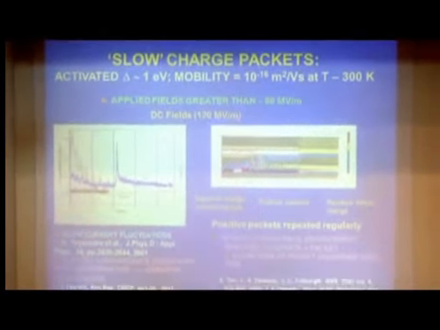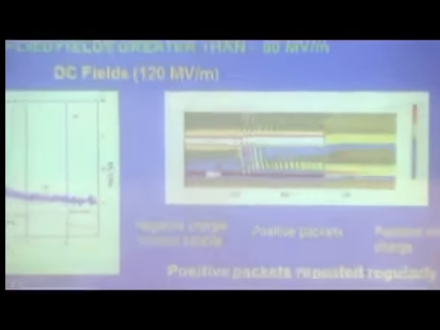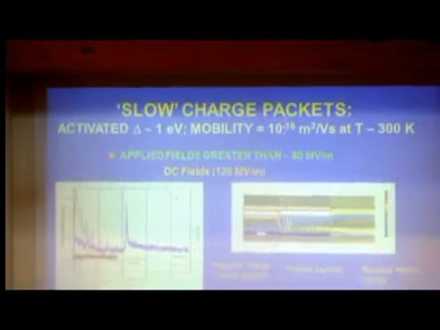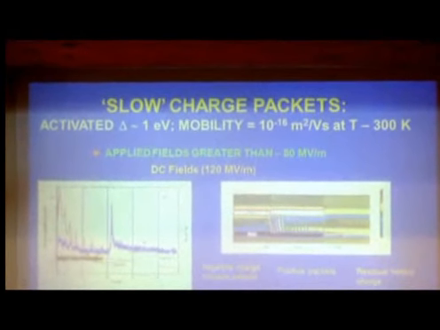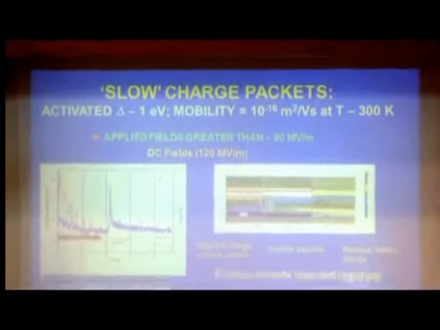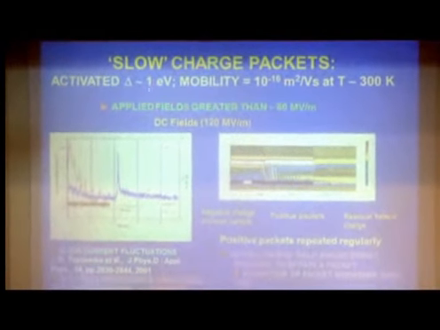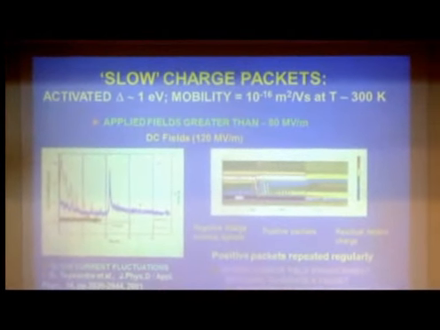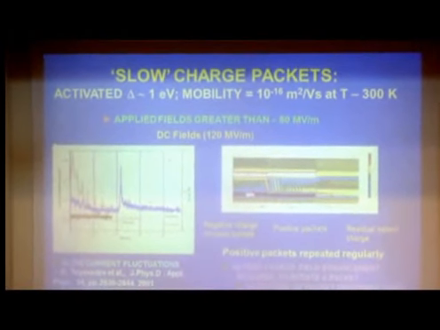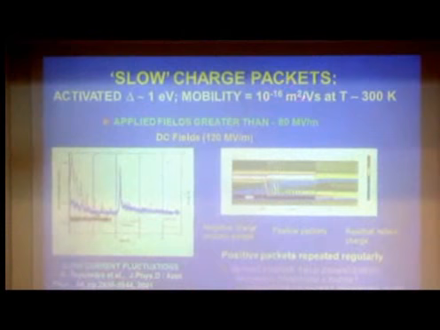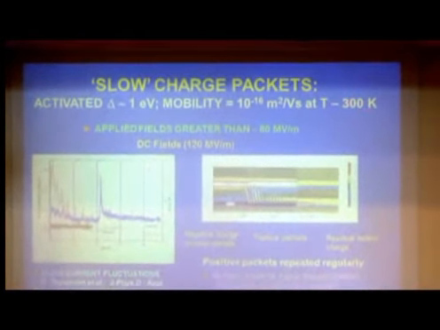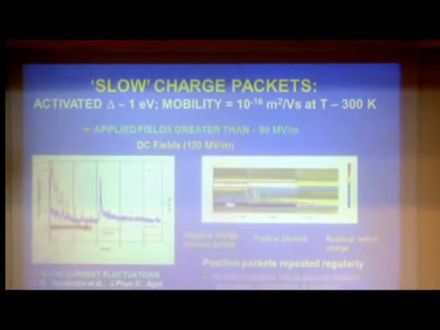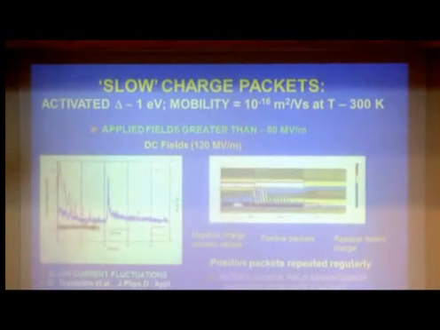Here are some experiments. Well, let me give you some properties. I'm going to distinguish slow and fast charge packets here because we have to find a terminology. These were the ones that were first observed. They're activated. Their activation energy is about an electron volt or higher. The mobility here is 10 to the minus 16 meters squared per volt second, at 300 Kelvin. It's about the kind of value you would expect for a steady state carrier if you measured a steady state current.